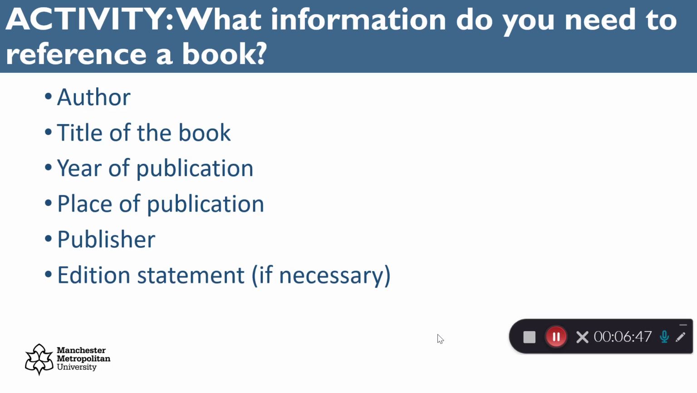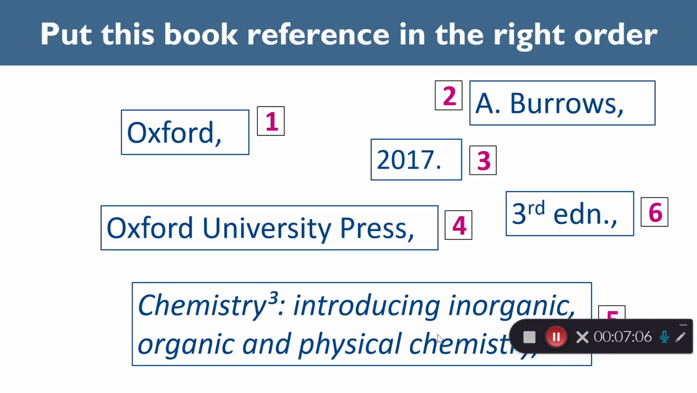So the information you would need to include is the author, the title of the book, the year of publication, the place of publication, such as Oxford, the publisher, such as Oxford University Press, and the edition statement, if necessary. Here's another quick activity for you. Put this book reference in the right order. Have a look at this reference and decide what order it needs to go in.